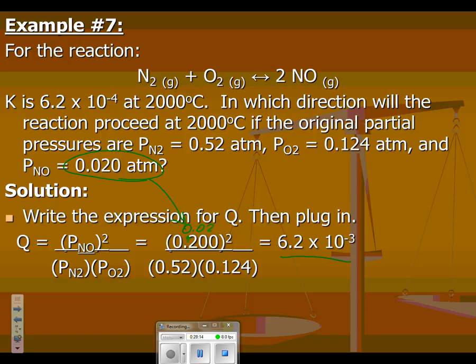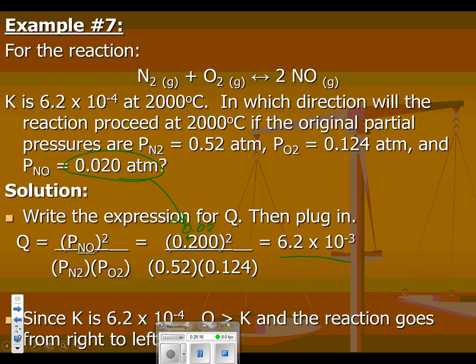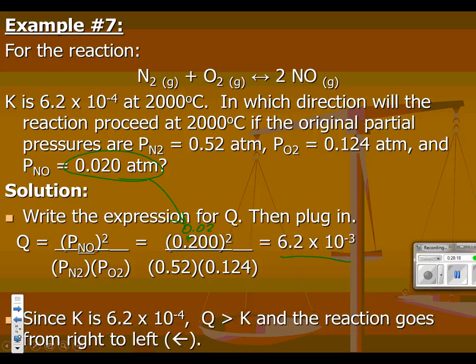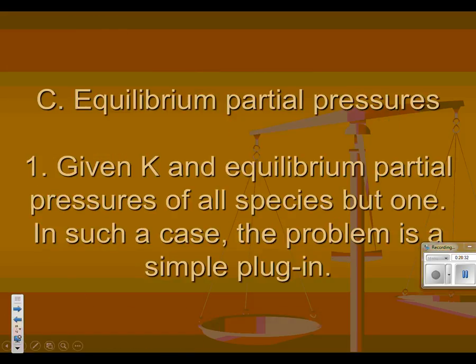Okay, let's go on. I'm going to move this out of the way. Since this is bigger than K, the reaction goes from right to left, or backwards, which we decided. Good. Yeah, backwards. Okay, moving forward. Figure that out from the initial thing. But we don't know where we are. We don't know if we had more. We don't know which way it's going.